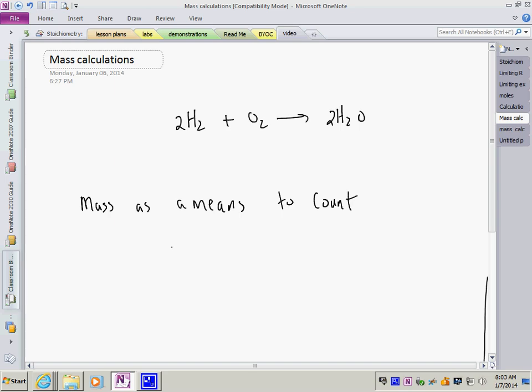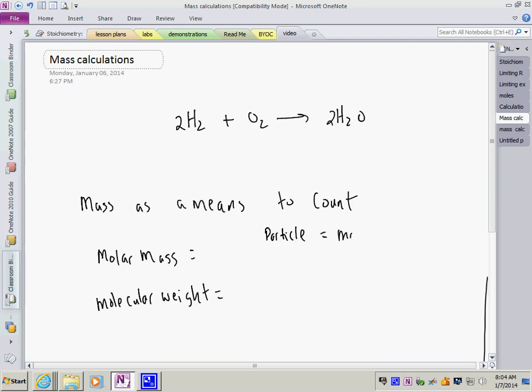So for this point here, essentially what we do is we take a chemical, let's say for example hydrogen, and we try to figure out what's called the molar mass. Another name for molar mass would be molecular weight.